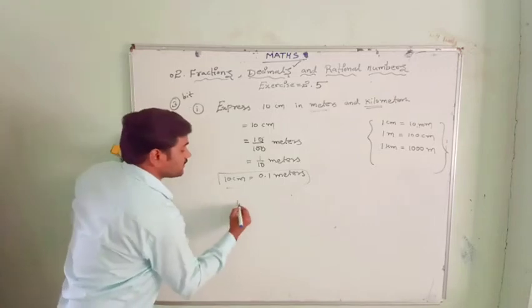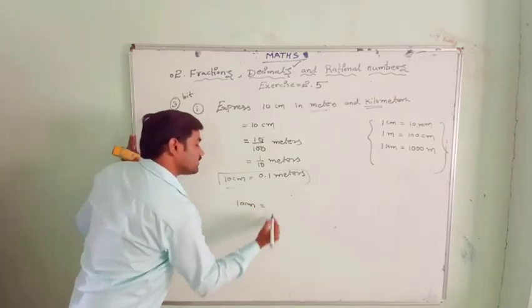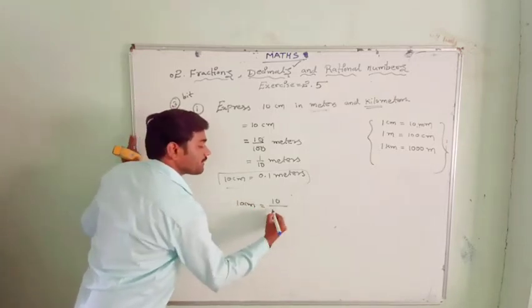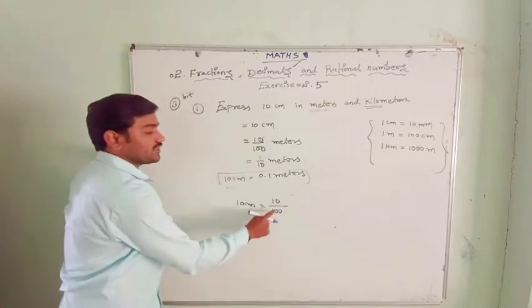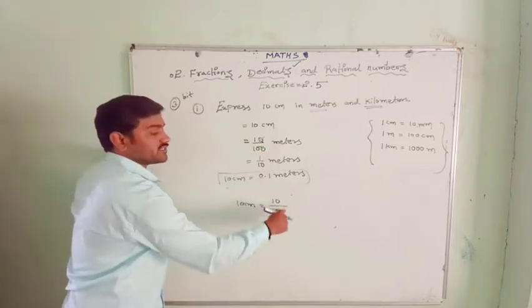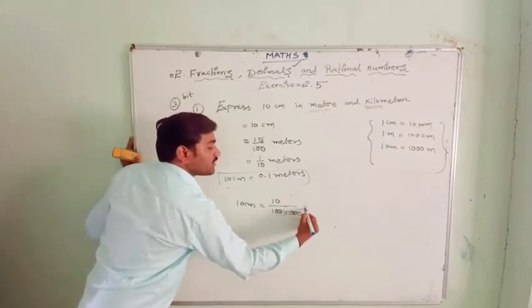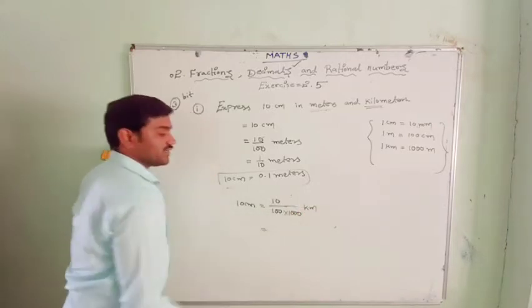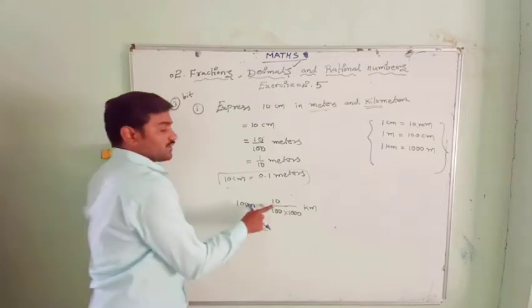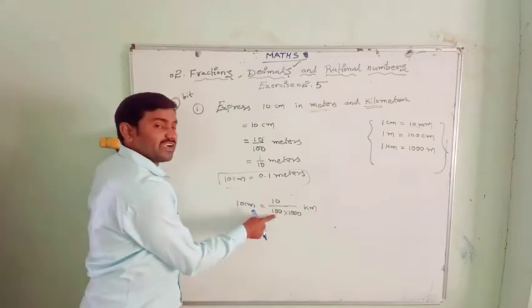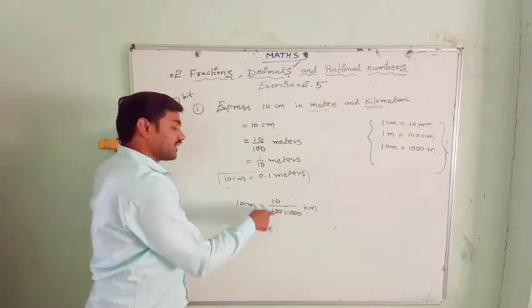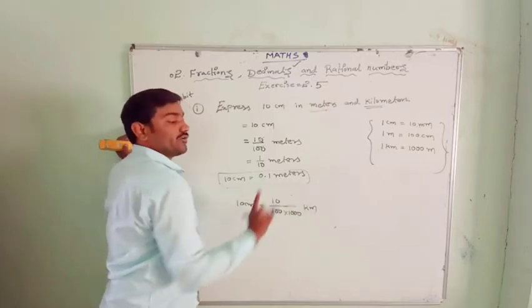If this way is difficult, we can do one thing. Here 10 centimeters equal to 10 by 100, that means in meters, and then into 1000, so it will be in kilometers. So this 10 I change into meters by dividing by 100, and again I divide by 1000 to change into kilometers.